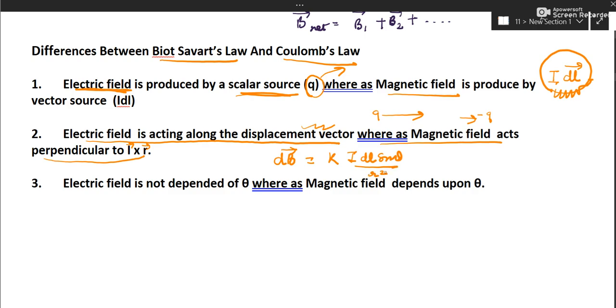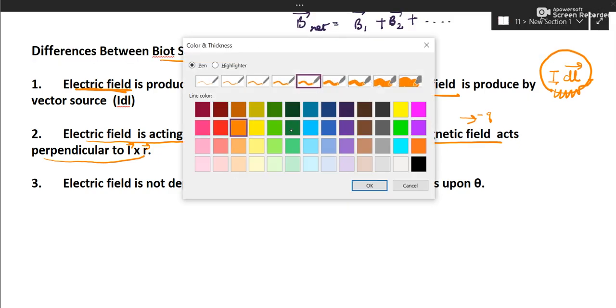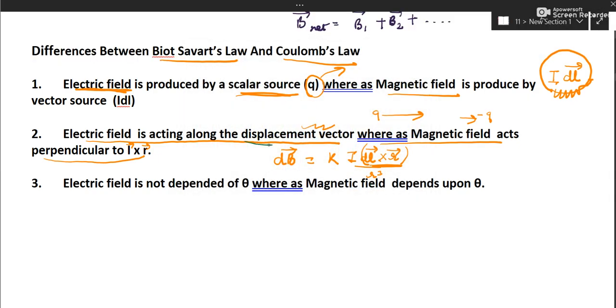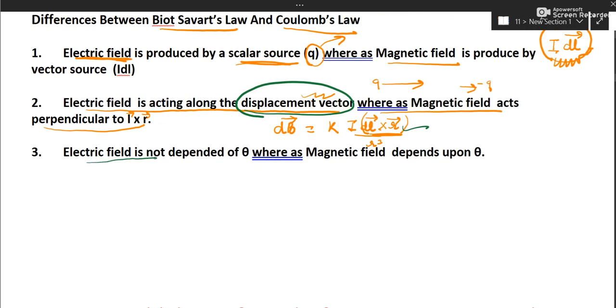Okay, this is what we write in scalar form. Because I have taken it in vector form, I'll have to correct it. It is dl cross r upon r cube. So yes, it is perpendicular to the plane containing dl cross r. So the electric field is along the displacement vector, whereas the magnetic field is perpendicular to the displacement vector. Now, the electric field does not depend on theta, correct? There is no mention of theta in the formula of the electric field, whereas in the magnetic field, yes, it comes.